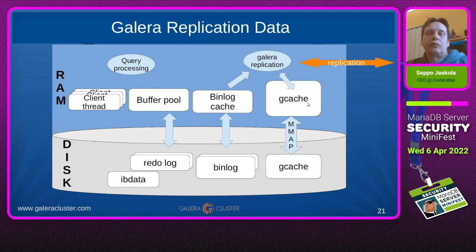But when Galera replication steps into the game, it basically reads replication events from the binlog cache that happen in main memory. It stores them in the Galera cache, called gcache, and then replicates between the cluster all the information that it has stored in gcache. But in order to support changes in the replication traffic, we cannot estimate how large this gcache will grow. Therefore, it has been implemented as a memory mapped file, and it also has a part in the file system, the gcache file, which can be several gigabytes in size.